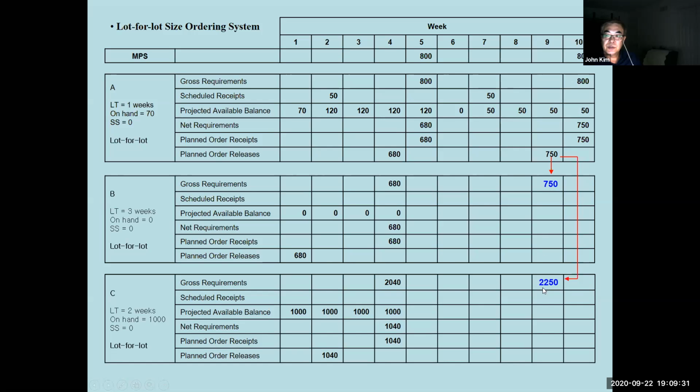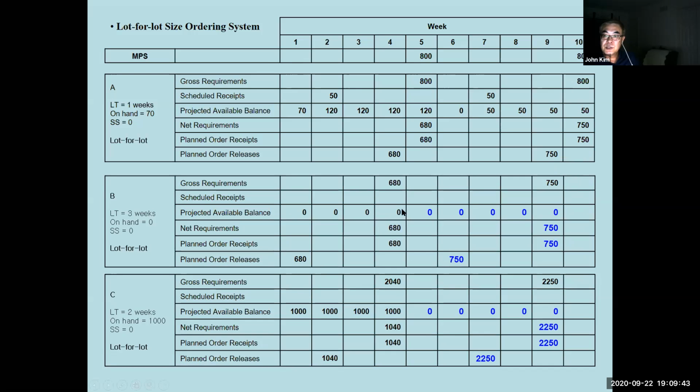And then 2,250 because A needs 3 C. So 750 times 3, 2,250. And then 0 available to this point, 750 net requirement, receive 3 weeks earlier. And then 2,250 needed because there is no available balance. Receive that many, place order 2 weeks earlier. So if we use lot for lot ordering system, then we order the net requirement.